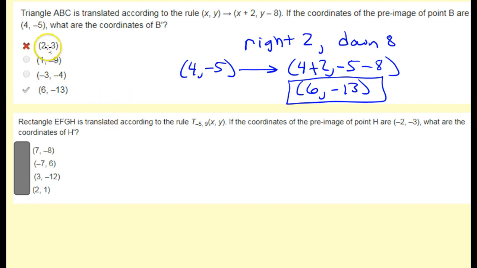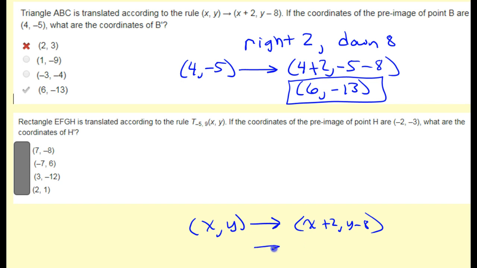Alright, if you picked 2 comma 3, you were working backwards, so you were doing the opposite, and you were going, okay, let's subtract 2 and add 8. And that's what you would do if they gave us the image. We're always talking about the pre-image, like x comma y. That's the pre-image, and then we get the image later. Okay, the x plus 2 and the y minus 8. This is the pre-image and this is the image.